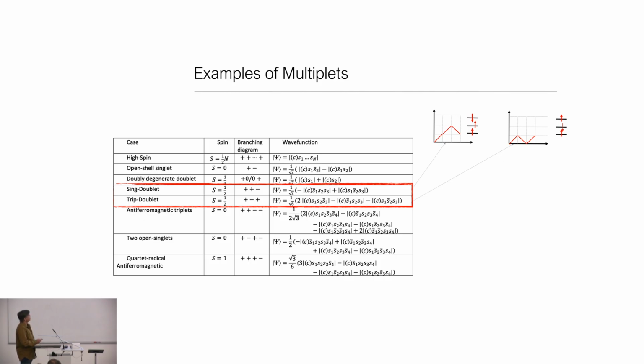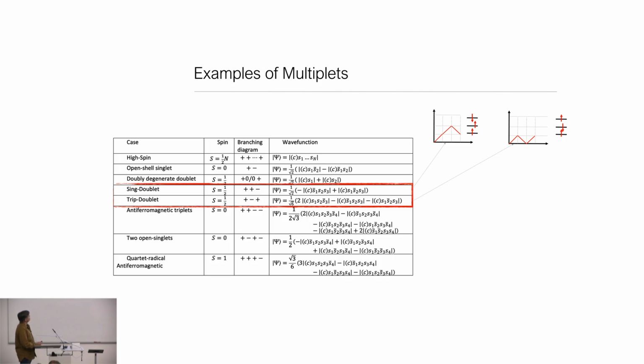And the alternative is that you move that electron, flip its spin, and at the same time flip the spin in the SOMO, and that is the so-called trip doublet. Yeah? So it's called a trip doublet because the excitation is a triplet excitation, and you couple that to a final state that is a doublet.